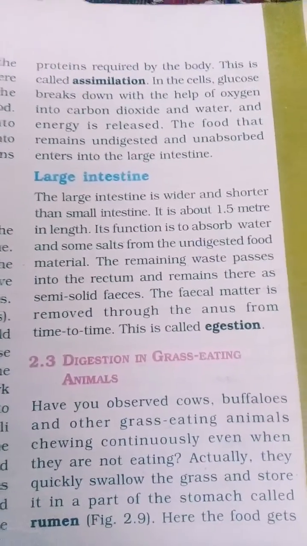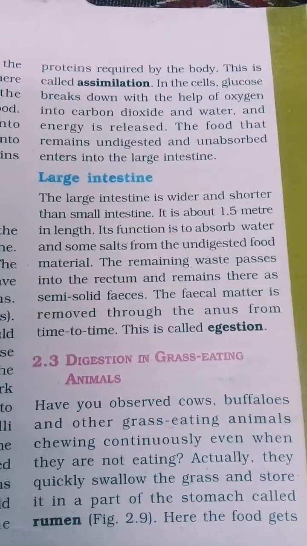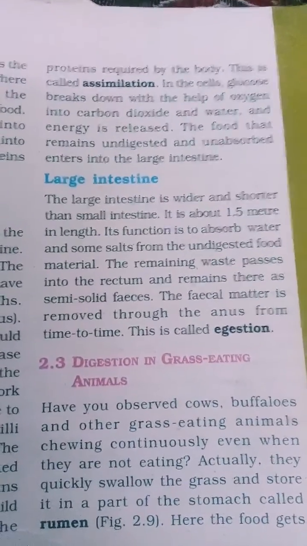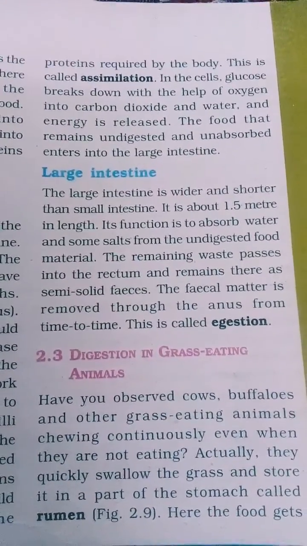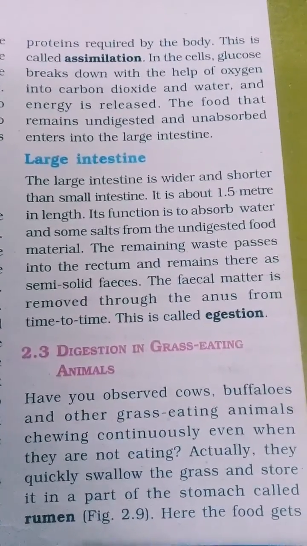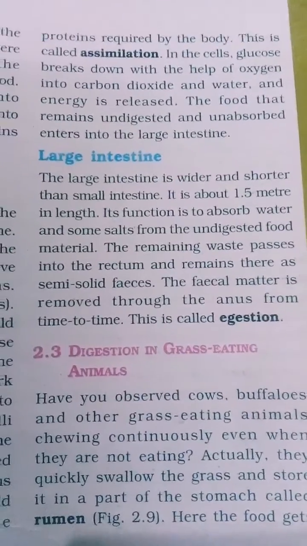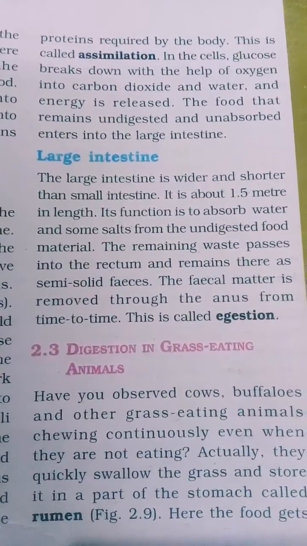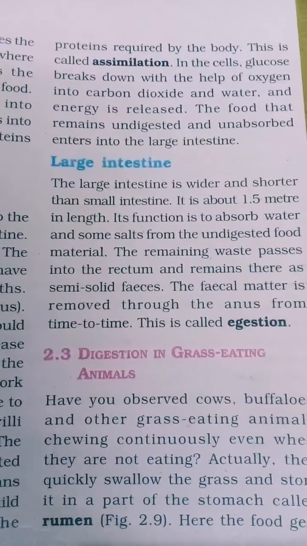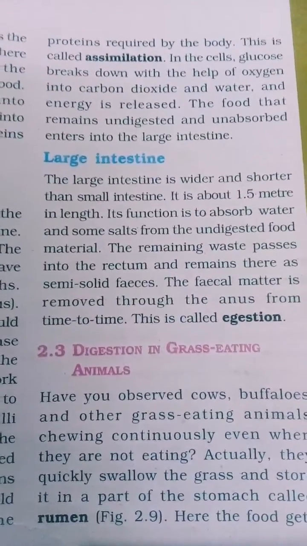Okay, in the cells, glucose breaks down with the help of oxygen into carbon dioxide. We have already seen that the glucose breaks down with the help of oxygen into carbon dioxide and water, and energy is released. The food that remains undigested and unabsorbed enters into the large intestine. Now what the digestion takes place here, the absorption takes place here in the small intestine, and the undigested food and unabsorbed enters into the large intestine.